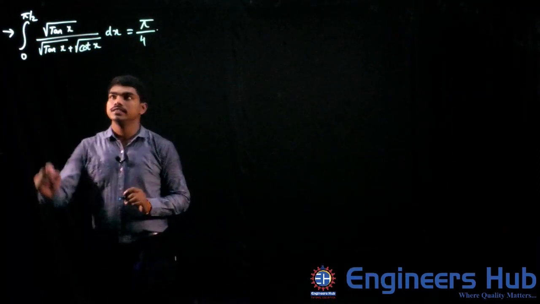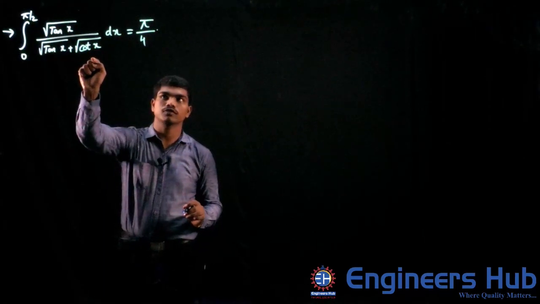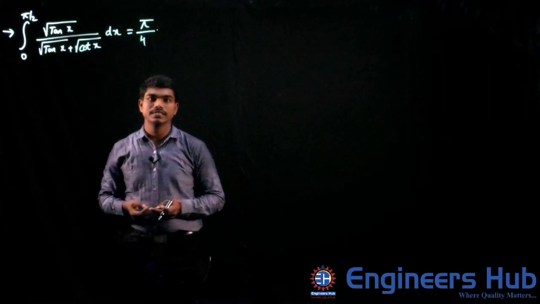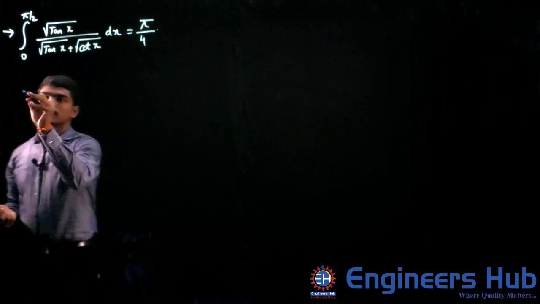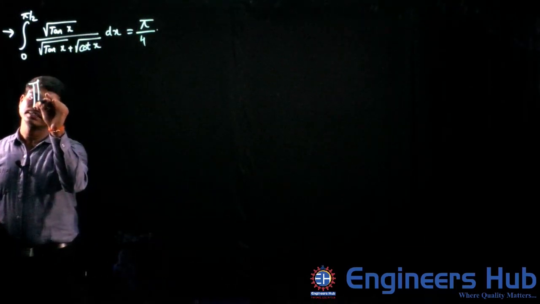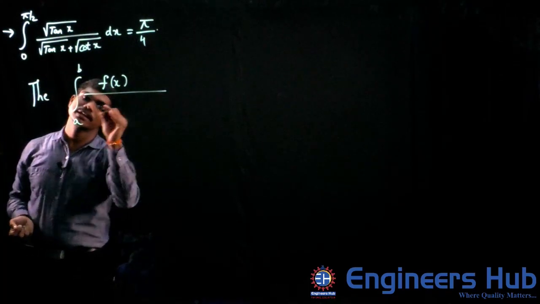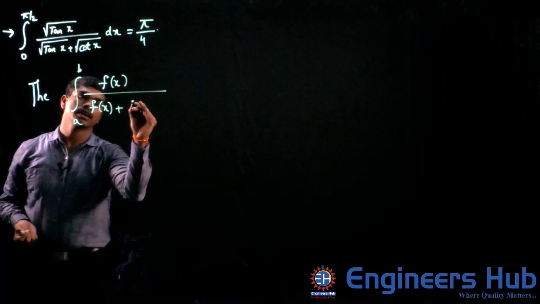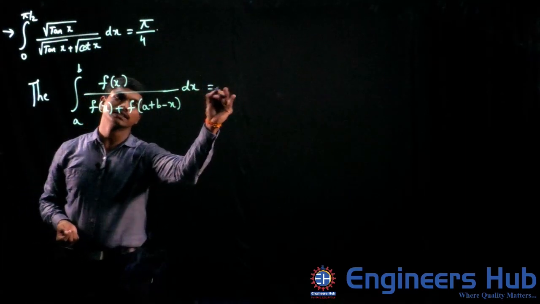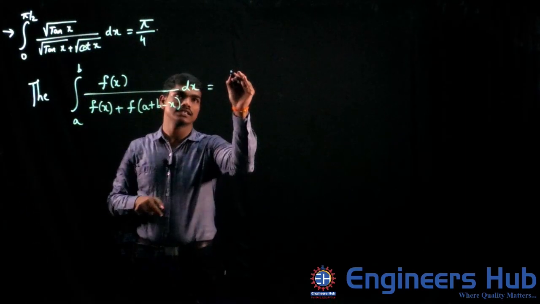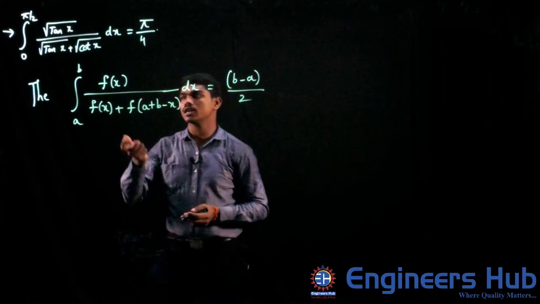So now that we have seen the integral from 0 to pi by 2 of square root of tan x divided by square root of tan x plus square root of cot x is pi by 4. But you have seen the process is a bit long. So for these kind of questions, we can visualize something. Look, for the integral from a to b of f of x divided by f of x plus f of a plus b minus x dx, if there is any integral of this kind, the answer of this integral is b minus a by 2. So this is some short thing that you can visualize.